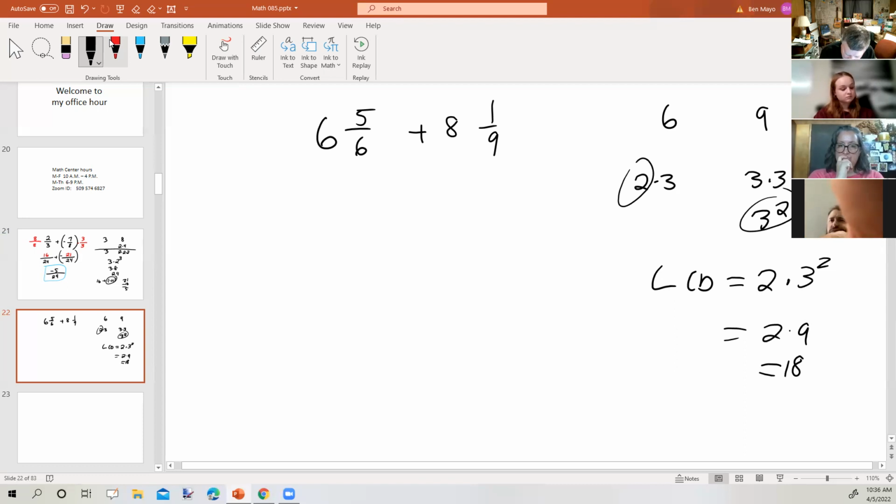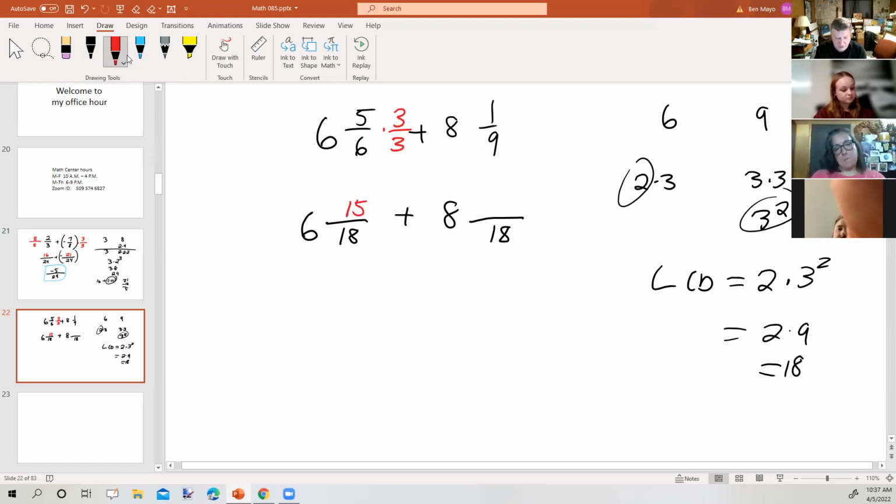So 6 and 5/6 becomes 6 and so many 18ths. I'm just going to change the fraction part. 8 and 1/9 becomes 8 and so many 18ths. Okay, so I'm going to take 5/6 and multiply it by 3/3, and 5/6 becomes 15/18. So 6 and 5/6 becomes 6 and 15/18.